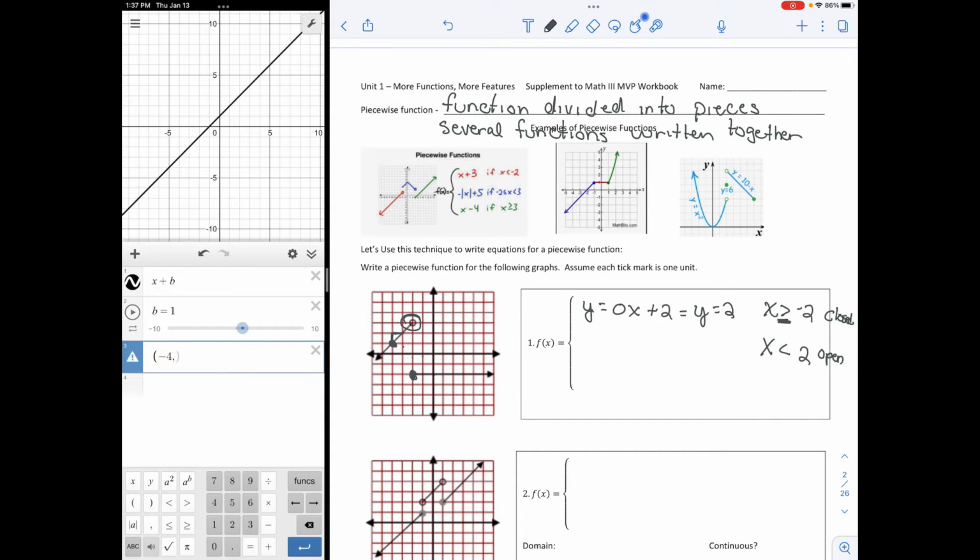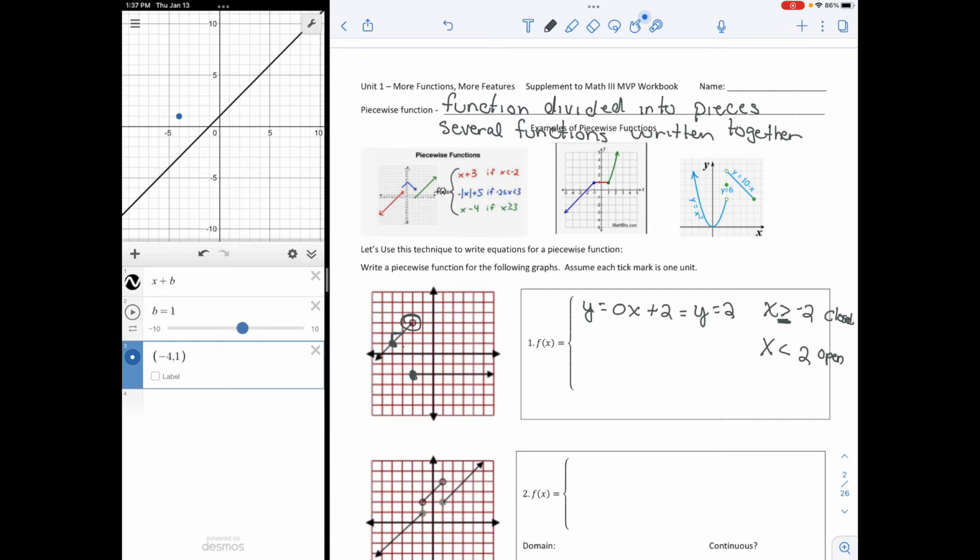Comma, and y is 1. I'm having a hard time finding my numbers. There we go. Okay? And we can see that it put it on that graph. So now to find that y-intercept, I'm going to use my slider.